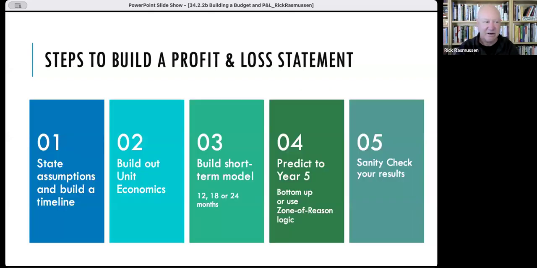So you saw this earlier. This is what we're going to do. We're going to build you a timeline. We're going to build out your unit economics, and then we're going to build a short-term plan.